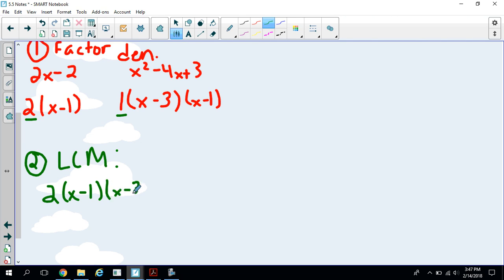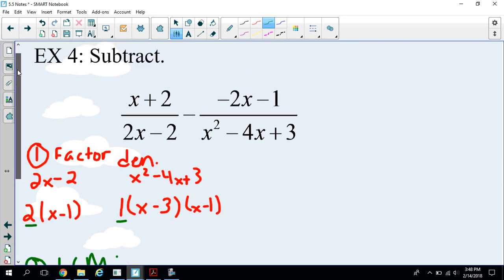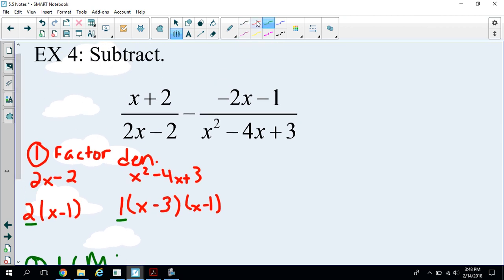Remember, if the denominators have something, you need to put that in the least common multiple. So you cannot forget that. Okay, so now that we found our least common multiple, we now need to rearrange our fractions so that they have our common denominator. I'm going to scroll up just a little bit here.